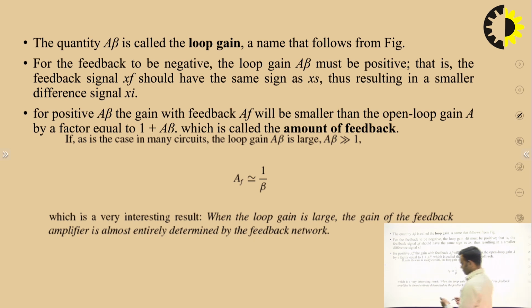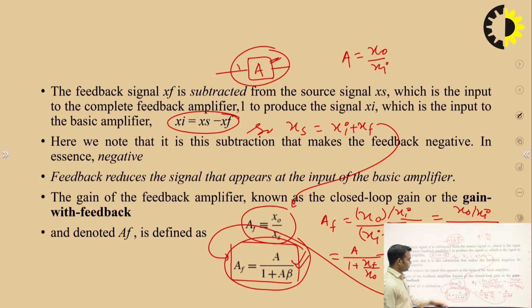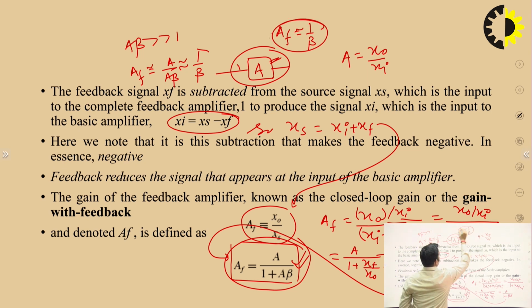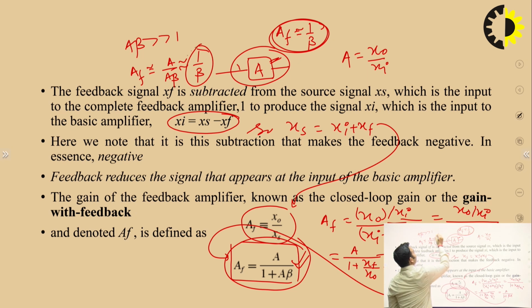And if we will see here, AF is equal to A upon 1 plus A beta, and generally A beta is much greater than 1. So you can write AF is nearly equal to A upon A beta. So it will be equal to 1 upon beta. It is a very surprising result that gain with feedback is nearly equal to 1 upon beta. What does it mean? It simply means that the dependency of gain now is on the feedback network only.